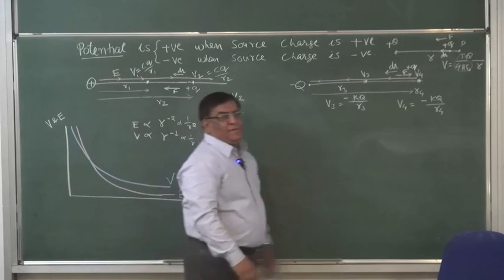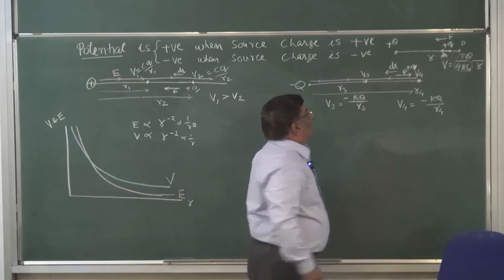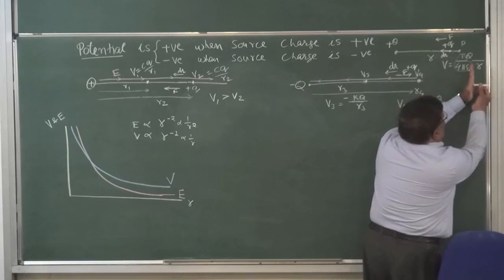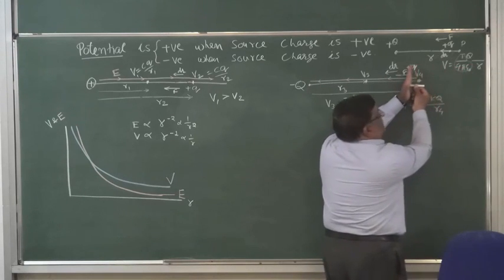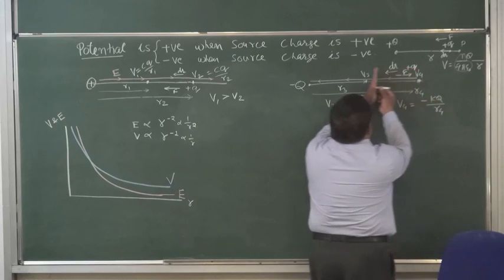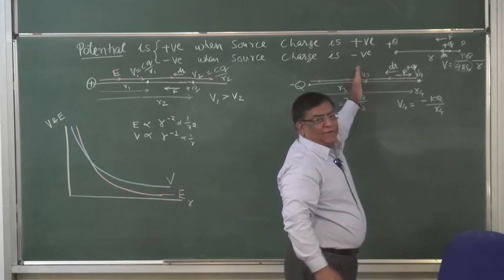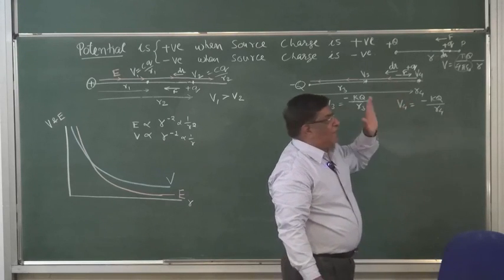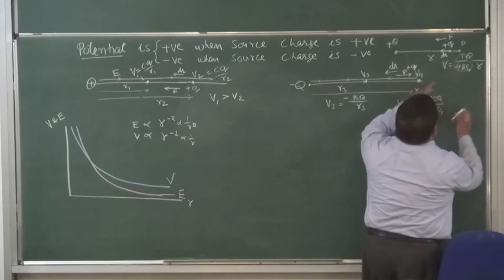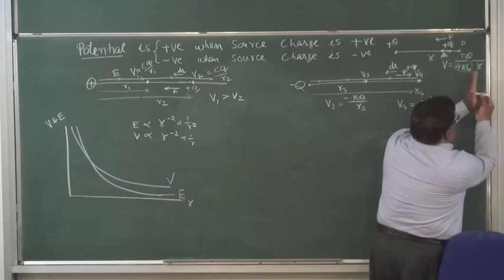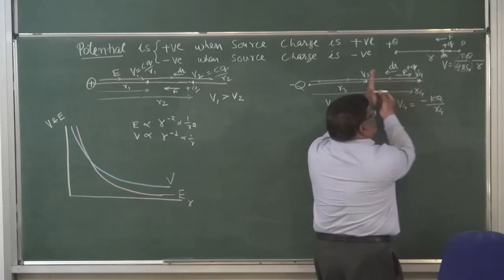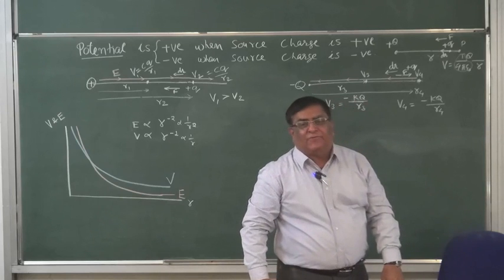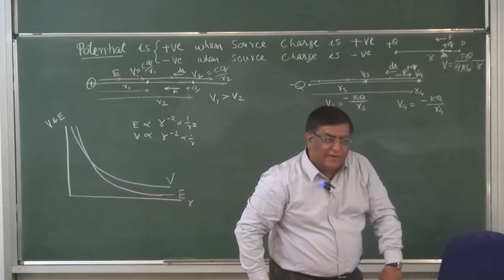Come here. I am applying a force like this, and there is a charge being attracted this way. The work done 100 this way. The work done 150. What is the sign of the work done? I am applying force in this direction because the charge is getting attracted. The force is in this direction, but the displacement is in this direction. So, the sign of work done is negative. Therefore, sign of potential is also negative.